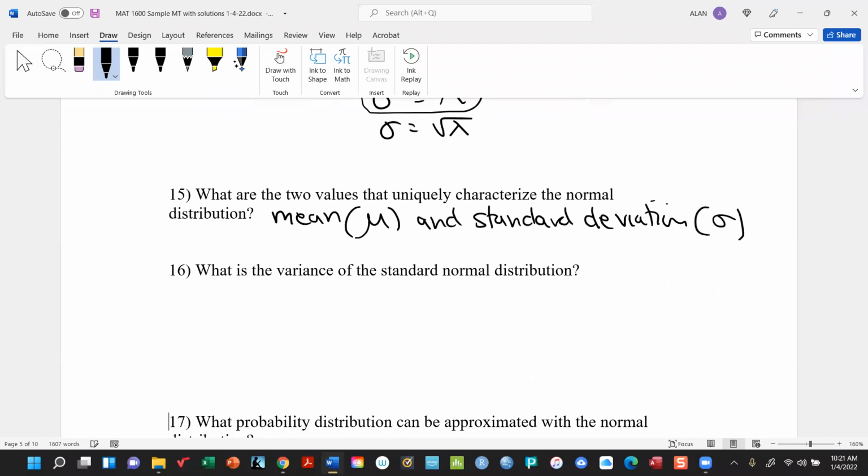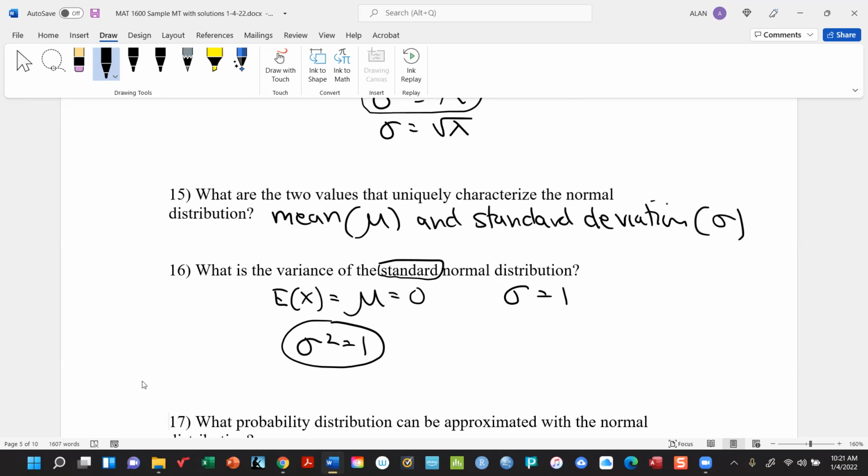What is the variance of the standard normal distribution? Well, remember with the standard normal, the mean or expected value is 0, right? The standard deviation is 1, which means that this variance must also be 1. All right, so we mentioned in the slides that the thing that separates the standard normal from the rest of the normal distributions is the fact that the mean is 0 and the standard deviation is 1. But what that implies is that the variance must be 1 because you're just squaring the standard deviation.